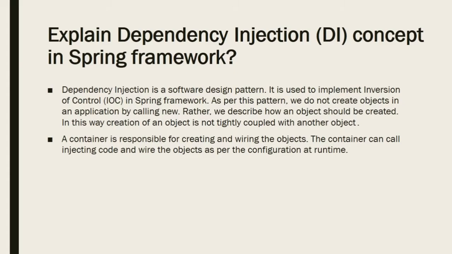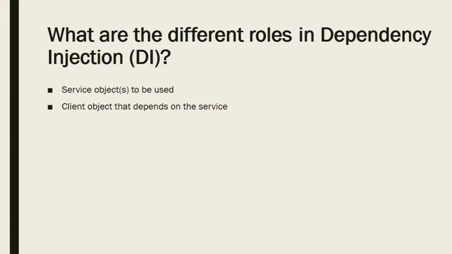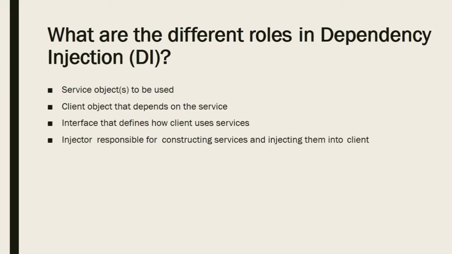So, what are the different roles in dependency injection? There are 4 roles in dependency injection. 1. Service objects to be used. 2. Client object that depends on the service. 3. Interface that defines how client uses services. 4. Injector responsible for constructing services and injecting them into client.